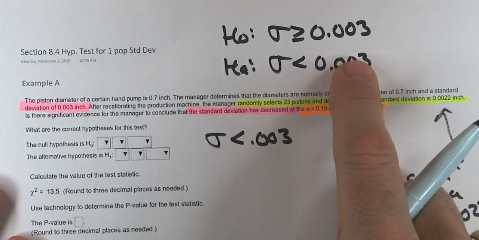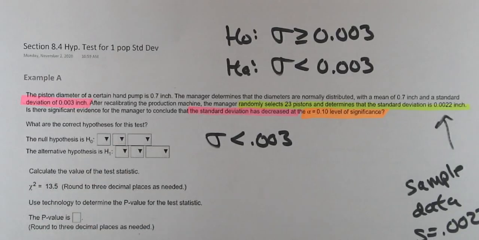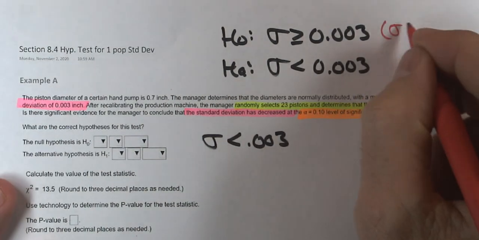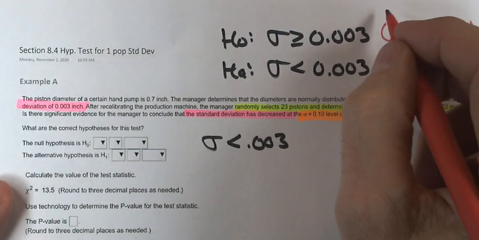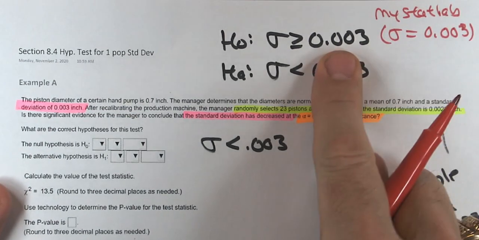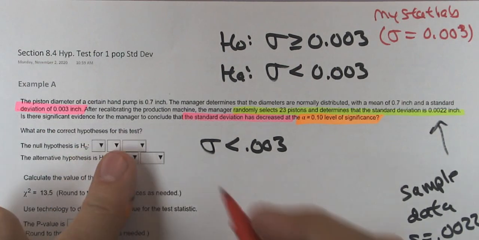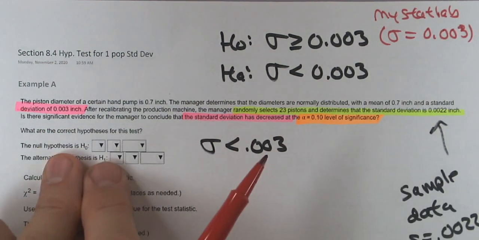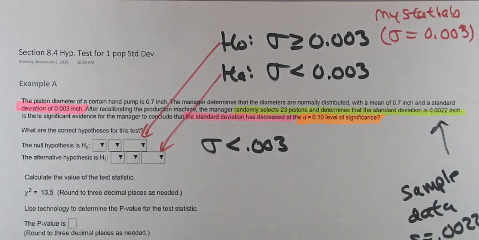Now keep in mind, when you do this in your homework, like right here, what are you going to end up putting there? Yeah, you're going to put in equals. So sigma equals 0.003. That's for my stat lab. On the test, I'm happy with either one. Doesn't matter. So you put those things in here, the null hypothesis and the alternative hypothesis. You use those dials to dial those in.